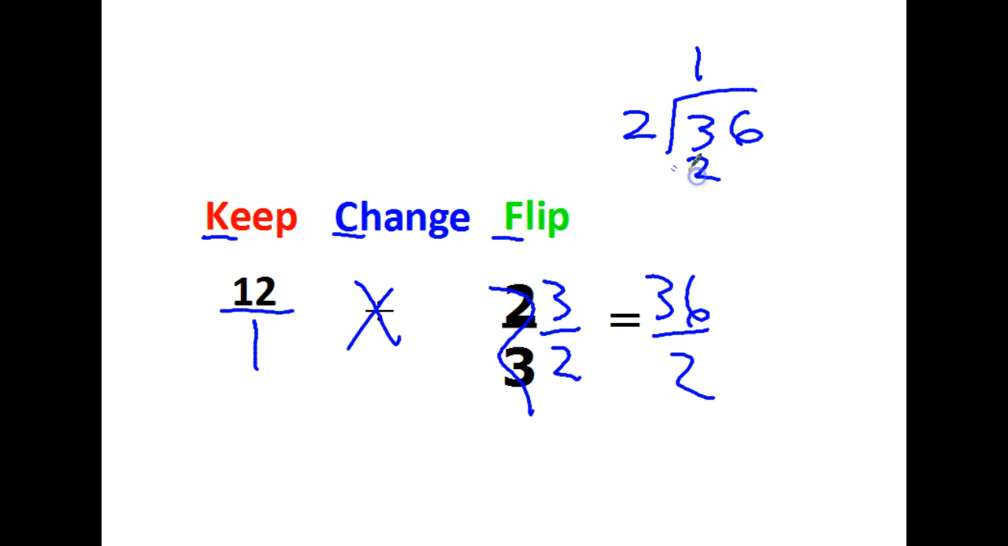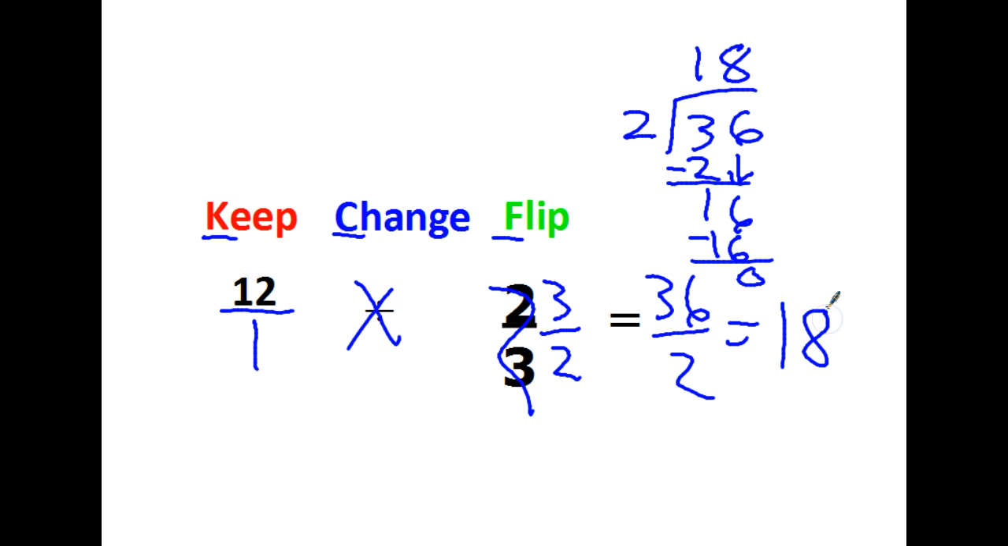There's 1, 2, and 3. Bring down the 6. How many 2's in 16? 8 of them. 8 times 2 is 16. Nothing left. So this would just equal 18. So how many 2/3 are there in 12? 18.